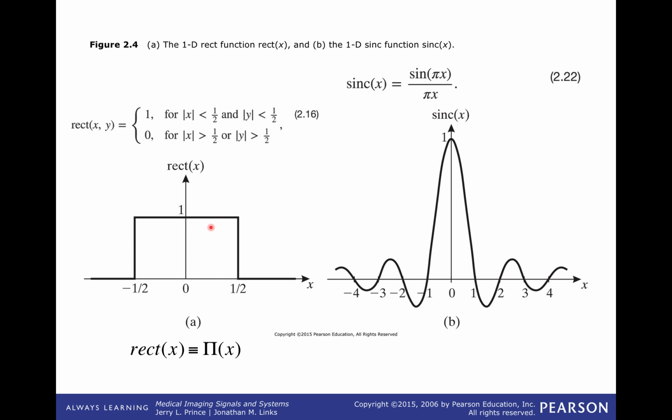The first one is called the rect function, and it's given this symbol. It's not terribly creative, but in 1 dimension it's 0 until you get to -1/2, and then it becomes 1. Then it stays at 1 until you get to 1/2, and it becomes 0 again. So its width is 1 unit, whatever x is, and its height is 1. That's called a rect function. So it's almost just like a gate, right? It's on inside that -1/2 to 1/2, and it's 0 everywhere else.